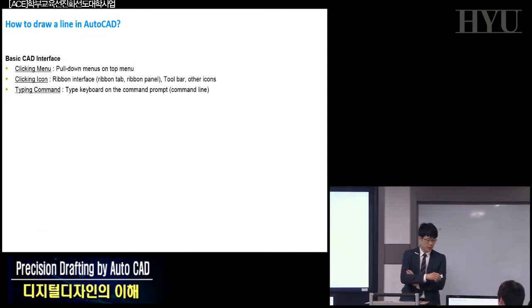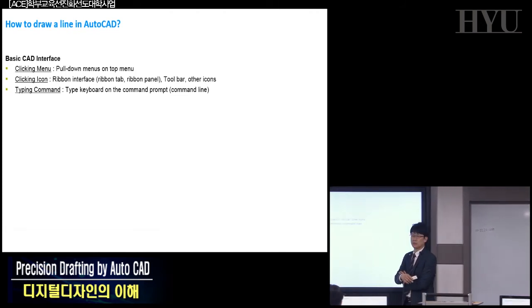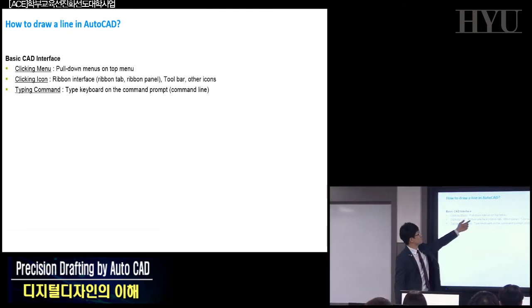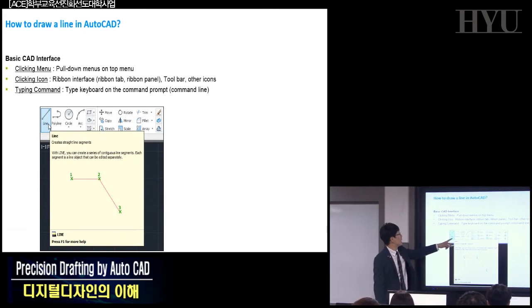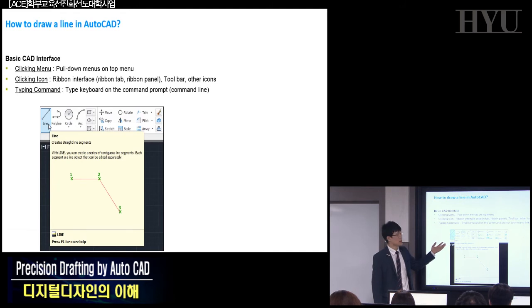Basic CAD interface. Clicking a menu, clicking an icon, or typing a command. At least three, two or more ways. First one, clicking a menu, using the pull-down menu. If you draw some line, simply click the icon or menu. Draw the line, that's it. If you roll your mouse over the line, the active menu will show you. This is a kind of animation that will guide you how to draw lines.